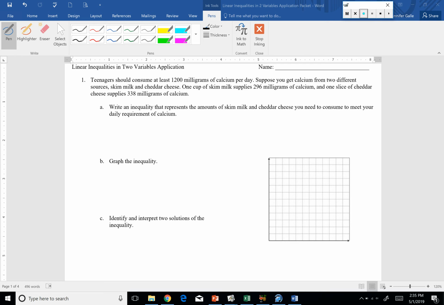I know for some of you, like, application, Miss Guy, what do you mean by that? For you guys, it means word problems. That's usually about how it gets interpreted. So let's take a look at our first one.